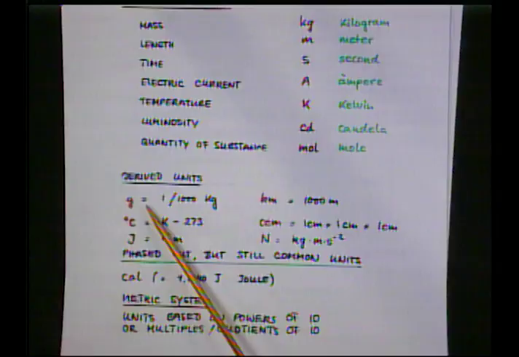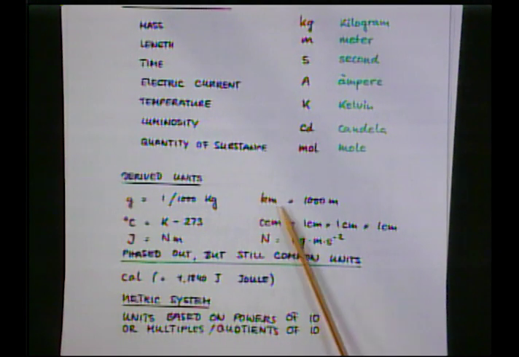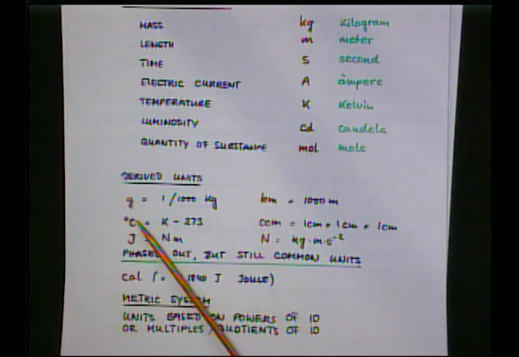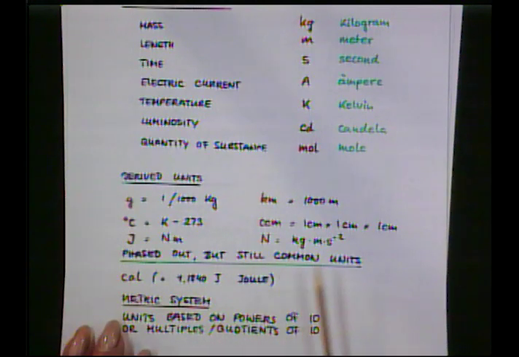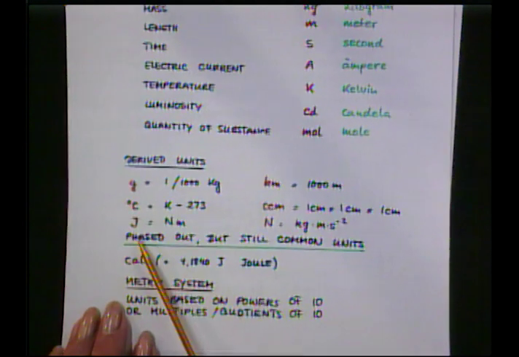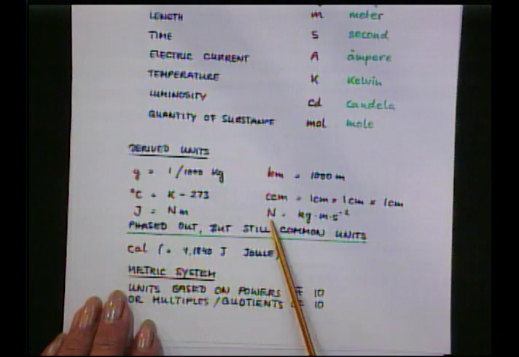So we have a lot of derived units. The gram is, for instance, 1,000th of a kilogram. A kilometer is 1,000 meters. Degree centigrade is Kelvin minus 273. Cubic centimeter is centimeter times centimeter times centimeter, so volume can be derived from the length units, the cubic length units. The joule is Newton times meter. And the Newton, a unit for force, is derived.